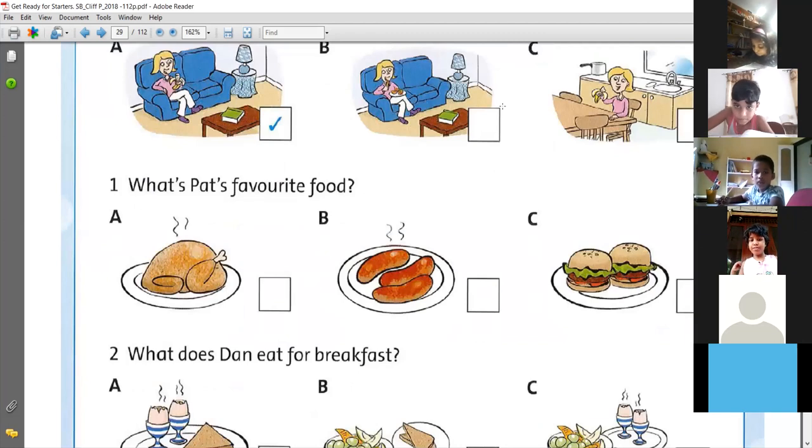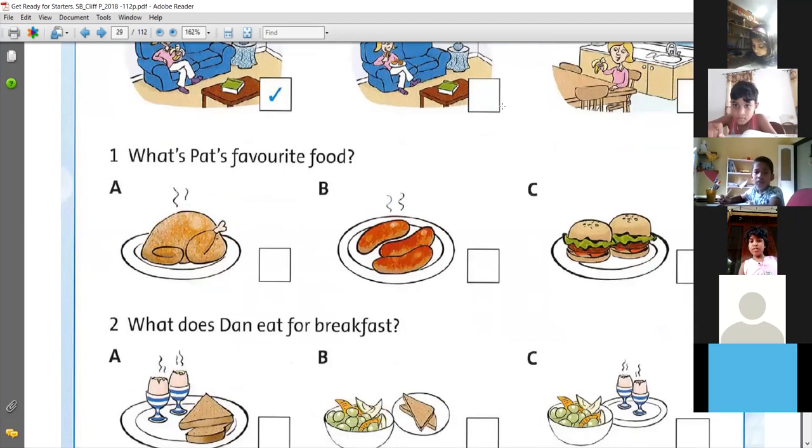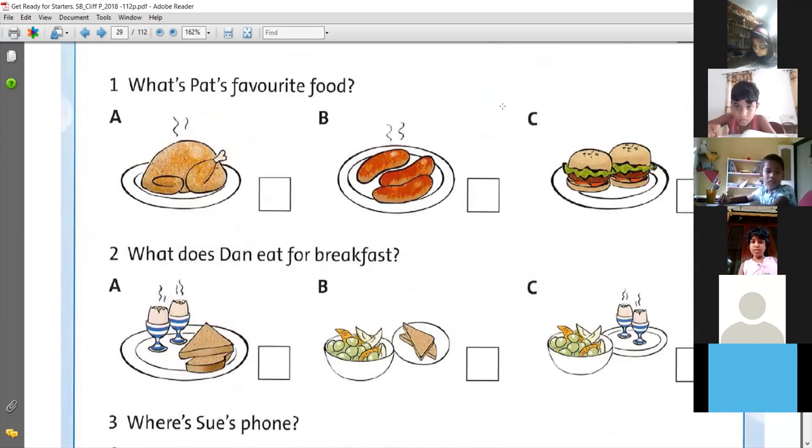One. What's Pat's favorite food? Do you like chicken, Pat? Yes, I do. And do you like sausages? They're okay, but burgers are my favorite. Two. What does Dan eat for breakfast? What do you eat for breakfast, Dan? Well, I like eggs, but not for breakfast. Oh. So what do you eat then? I have bread. And do you have fruit? Yes, I do.